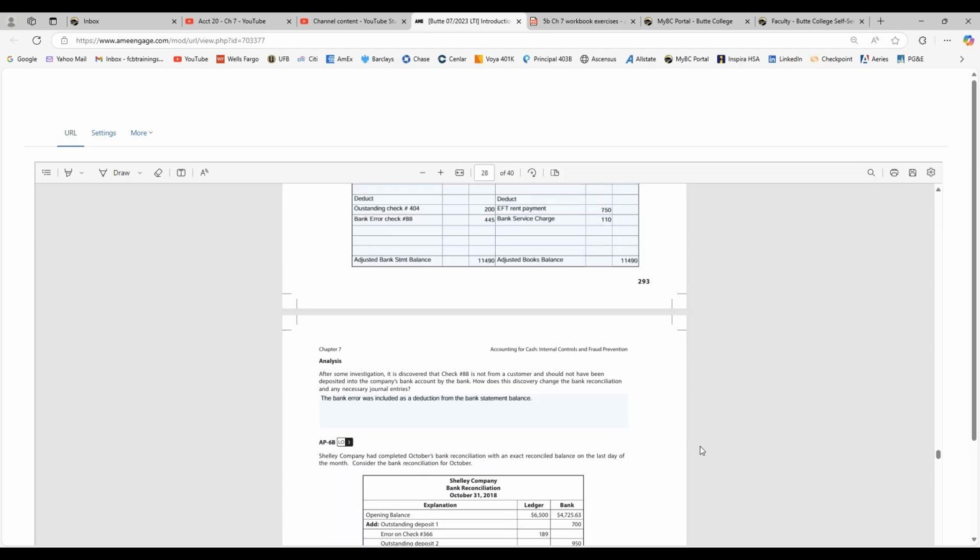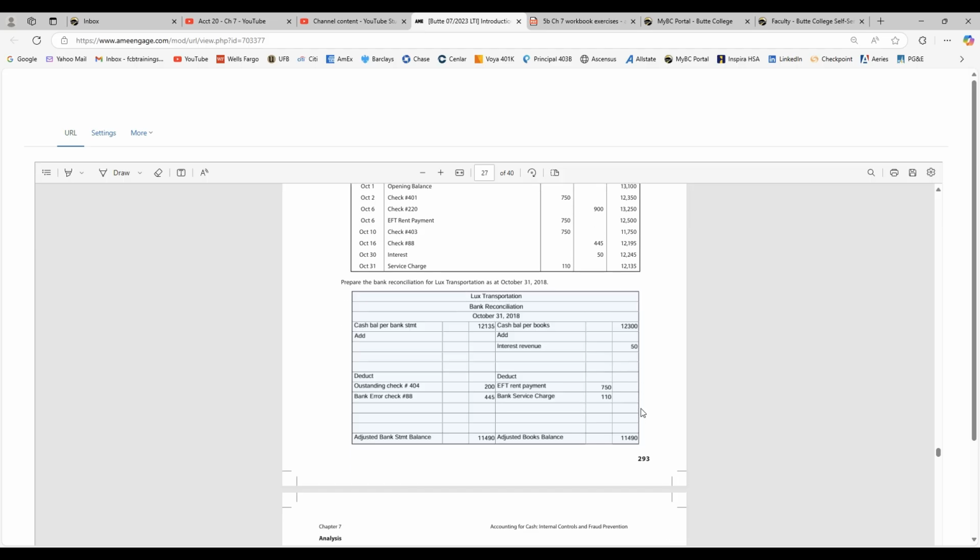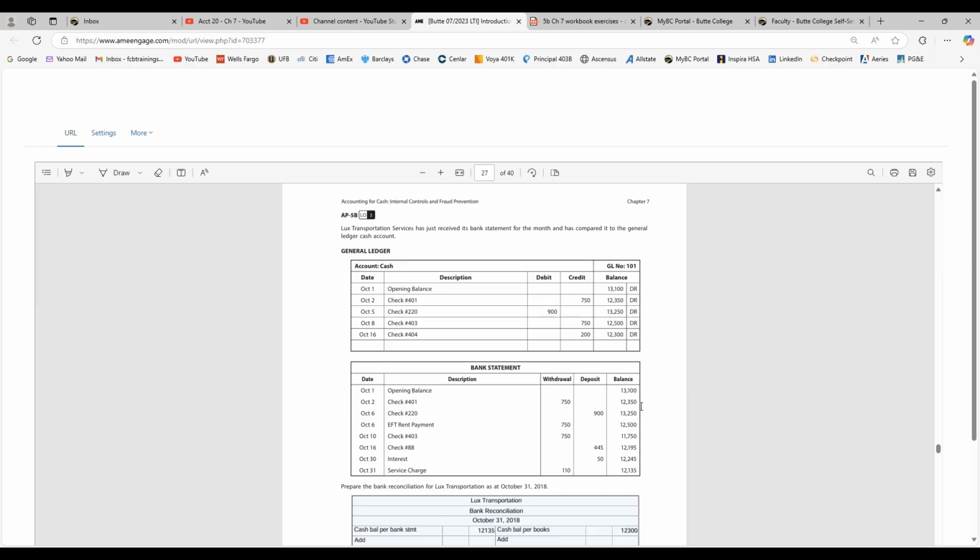Yeah, so it doesn't ask us to do journal entries on this one, but it would be the same as we've been doing for a long time. Anywhere we add, you debit cash, credit interest revenue, and then when we're doing deductions, we'd be crediting cash and debiting rent expense for this one, and then bank service charge expense for that portion. So yeah, those problems are kind of fun. You get to actually see the components. It's kind of like a puzzle. Compare the two, see what's different, and make sure that you're booking in and reconciling those items accurately.